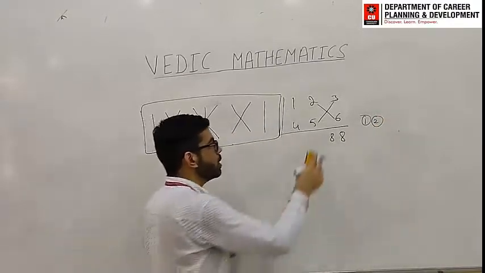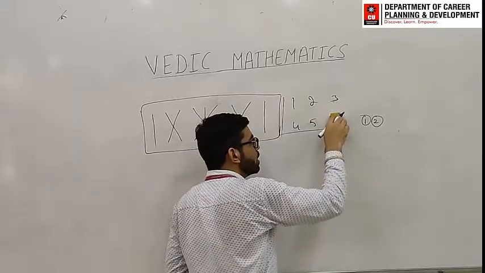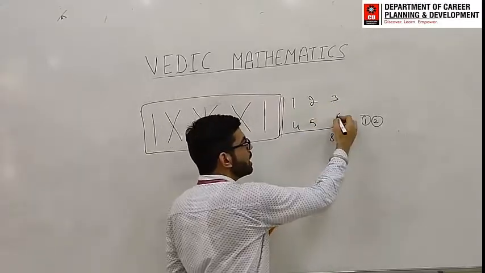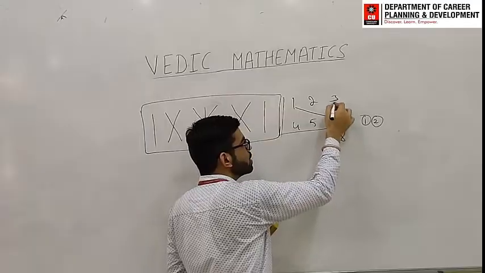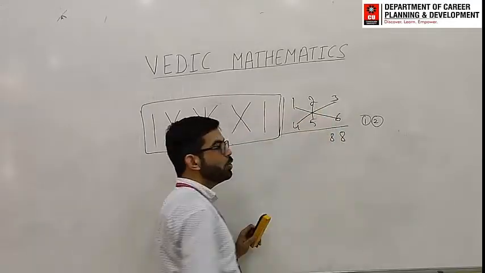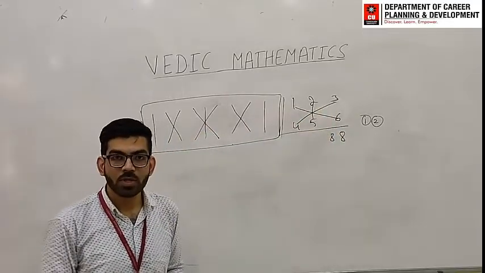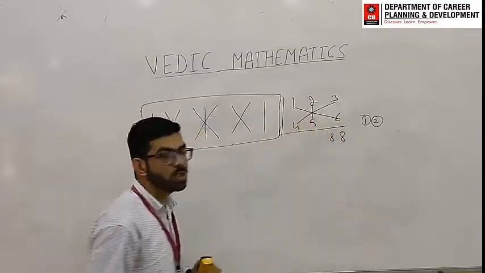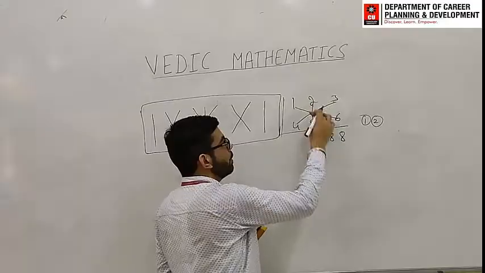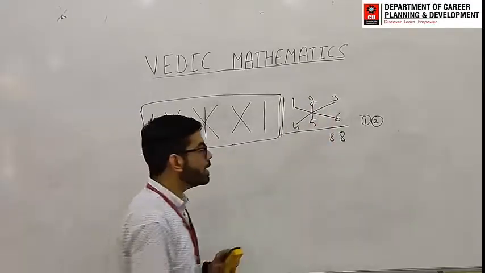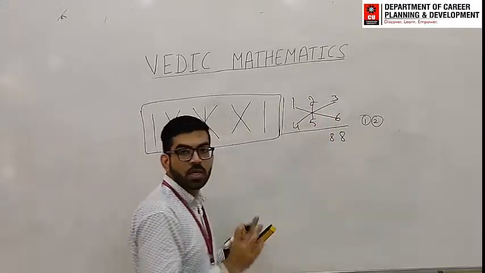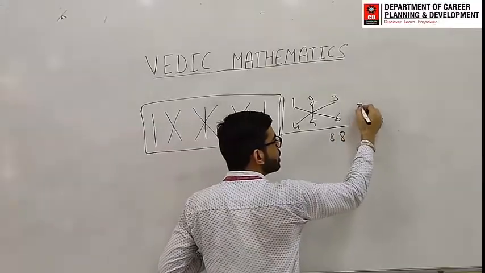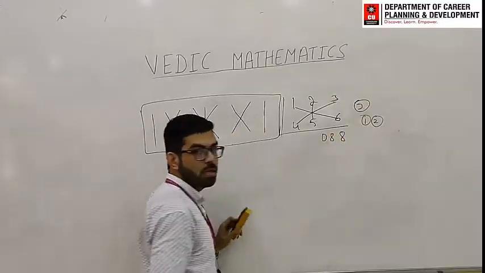Let's go to the third step of this one. The third step will be the cross multiplication: 1 to 6, 3 to 4 and 2 to 5. This was the thing. So move to the next part. 6 plus 3 into 4, 12, 18 plus 10, 28 plus 2, 30. So 3 carry and a 0.